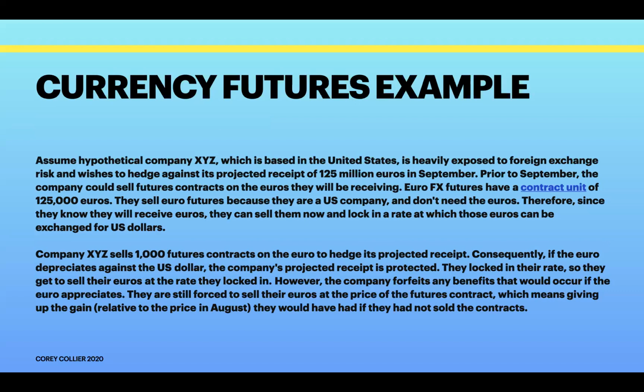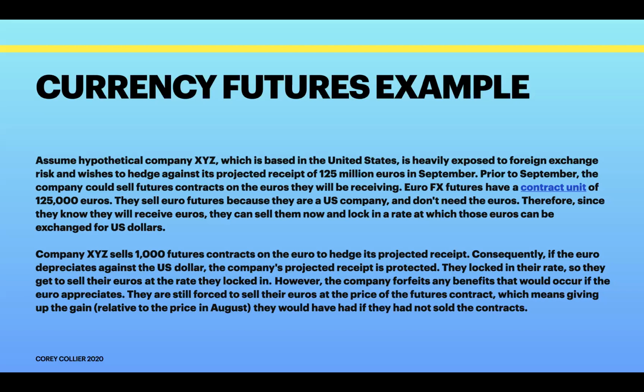So assume hypothetical company XYZ, which is based here in the United States, is heavily exposed to foreign exchange risk and wishes to hedge against its projected receipt of 125 million euros in September. So company XYZ is going to be receiving 125 million euros in September, a future date. Prior to September, the company could sell those future contracts on the euros that they will be receiving. The Euro FX futures have a contract unit of 125 euros. They sell those euro futures because they are a United States company and don't need euros. We need the United States dollar.